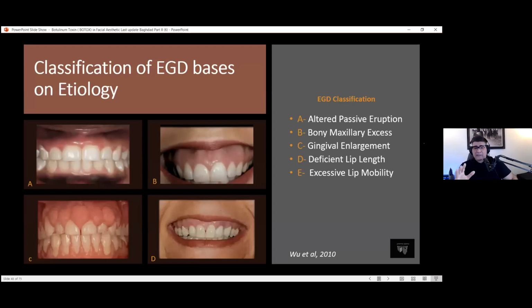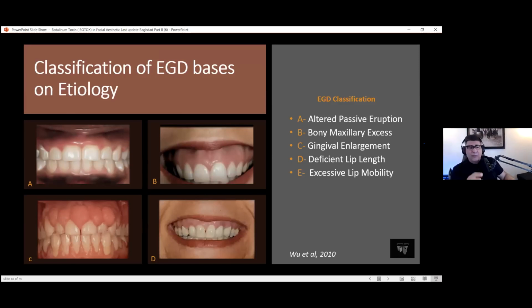With the B classification, bony. Of course A is for altered and B is for excess or bony. With C, for example, gingival enlargement, so A, B, C, D. With D, deficient lip, so you can memorize them. B is maxillary excess, which is most of the severe cases when you get maxillary or pre-maxillary excess, and it's manageable in most cases with botulinum plus gingivectomy and osseous surgery. So I have to start with osseous and soft tissue surgery, then I will go to the botulinum toxin.